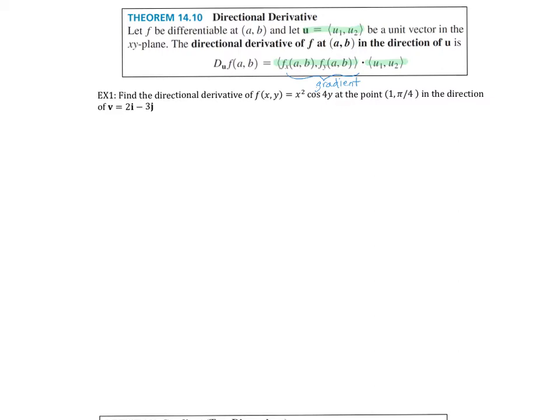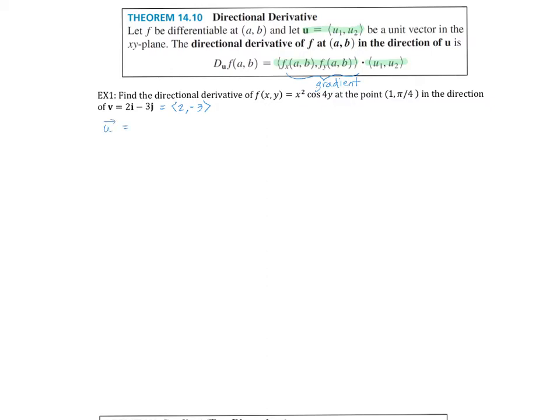In this case, our function is x squared cosine 4y. We're given a point, (1, pi over 4), and we're given a direction vector v. Notice that v may not be a unit vector, so we're going to have to check that first. Now, I typically don't work in i, j because I like to use vectors without those variables i and j. It's just tedious. So the first thing I want to note is that I need a unit vector.